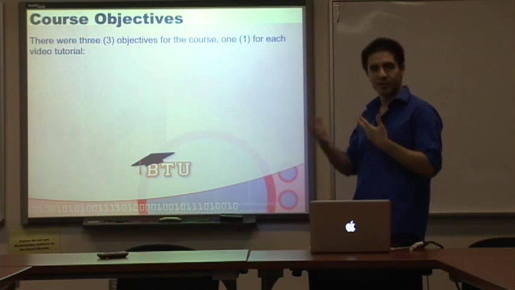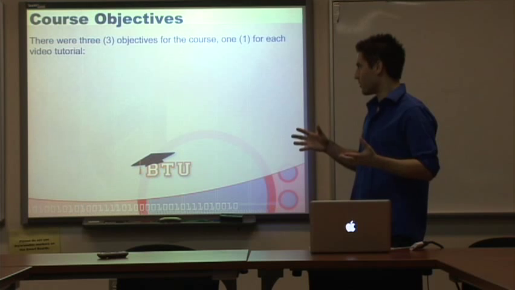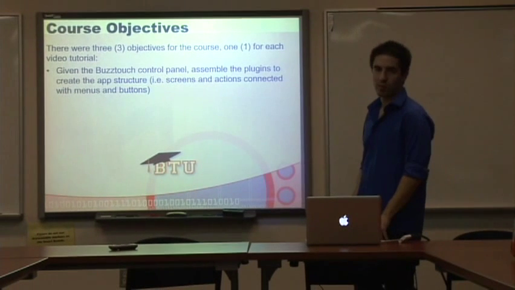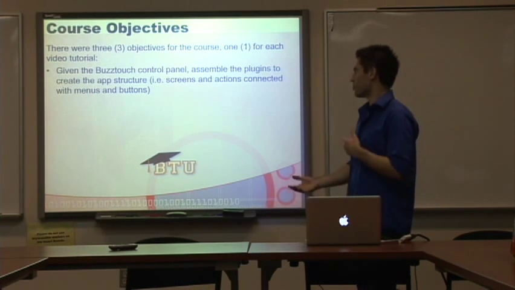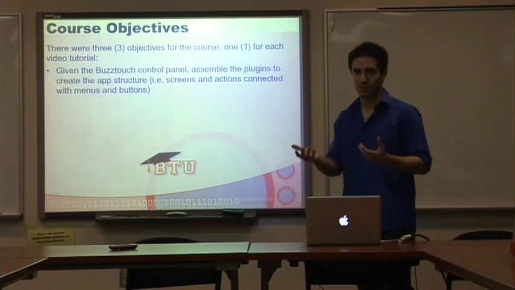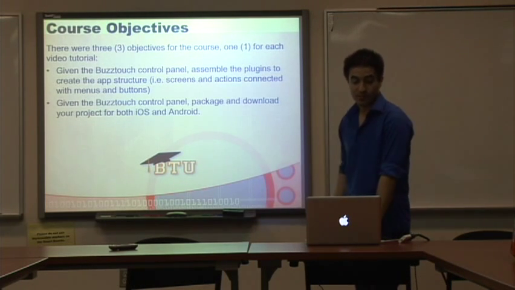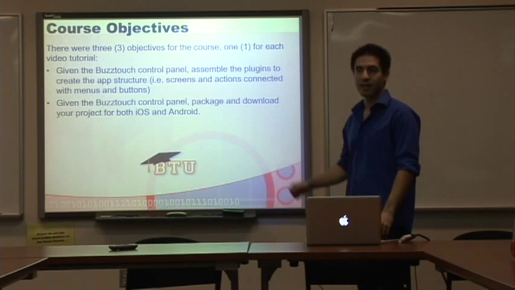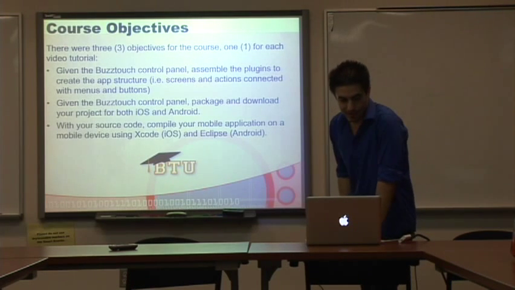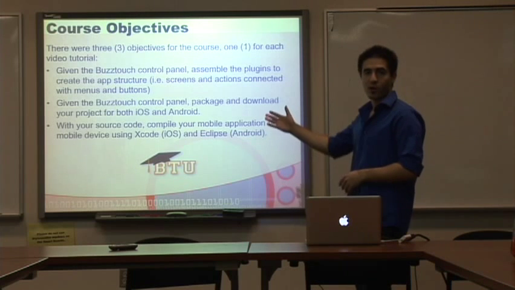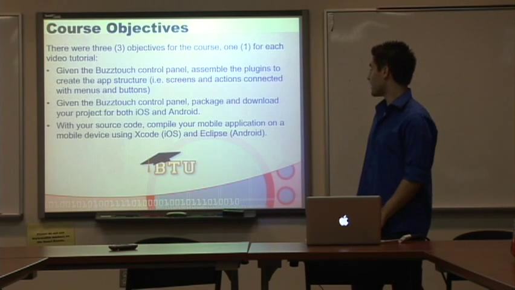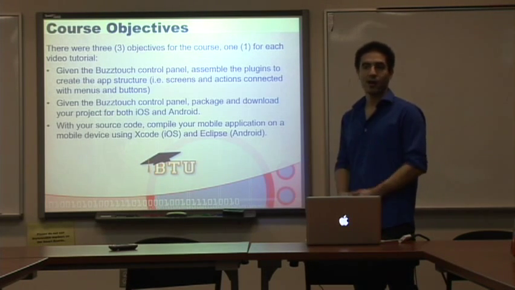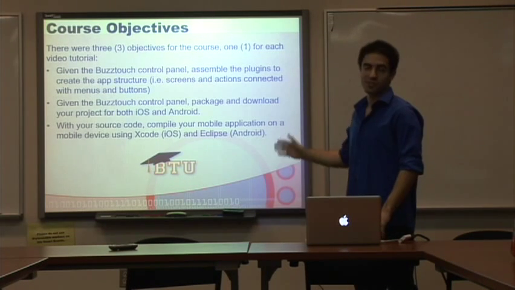So the 3 objectives of Buzztouch itself, not necessarily the formative evaluation, we're going to get to that, were: given the Buzztouch control panel, assemble the plugins to create the app structure, so screens and actions connected with the menus and buttons of the mobile application. Second objective of the second video tutorial would be to package and download your project for both Apple and Android. iOS is Apple. And finally, with your source code, which is part of video tutorial number 3, compile your mobile application on a mobile device using Xcode, which is the program you use to compile iOS and Apple products, and Eclipse, which is used for Android.